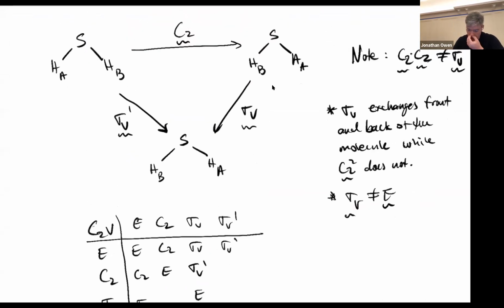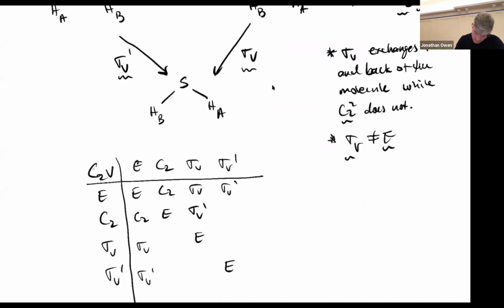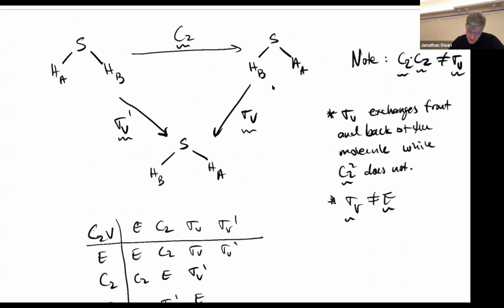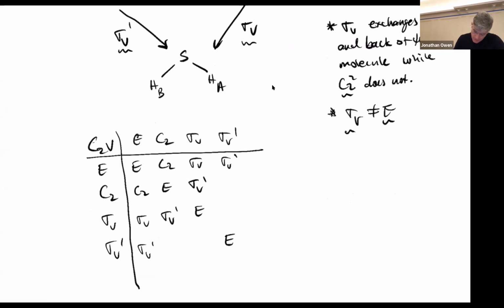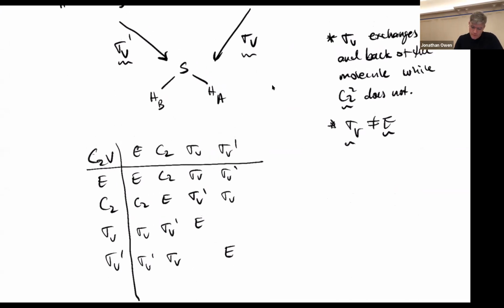And what if we do them in the other order? It's going to give you the same thing. And if I did a sigma V prime first, followed by a C2, you're going to get a sigma V. And so on. And what about sigma V followed by sigma V prime?